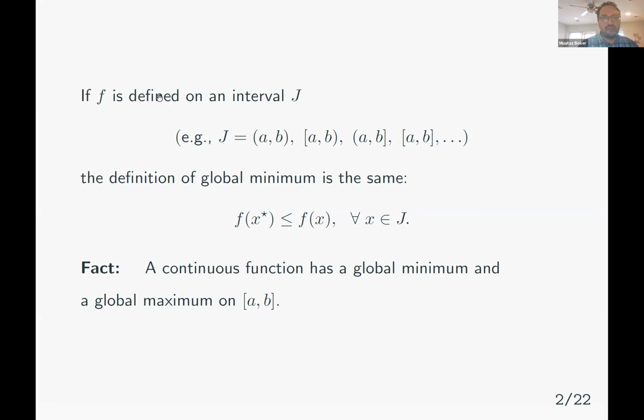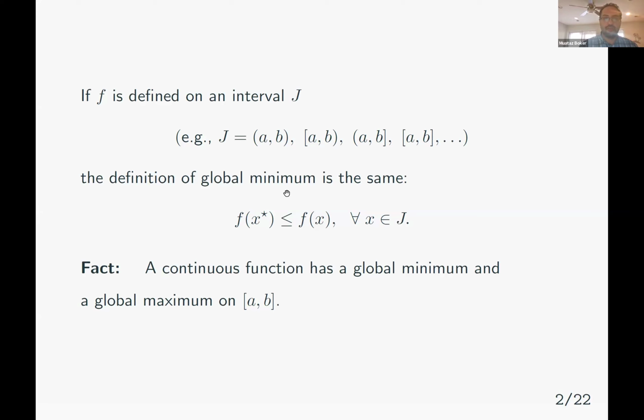All right, if f is defined on an interval J, and the interval could be written as (a, b), when you have an open parenthesis here, this is open, it does not include a. This one means that a is included in the domain, in the range. Here b is included in the range. a and b here are included in the range, okay?